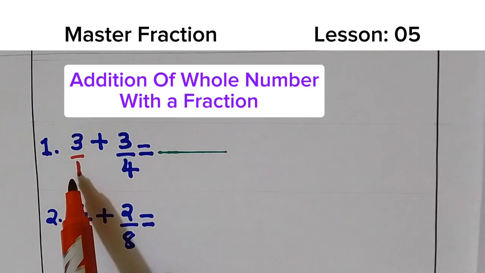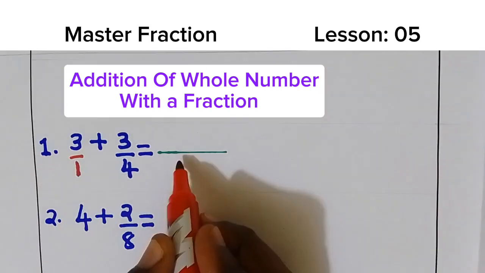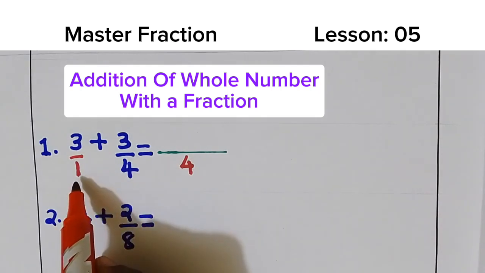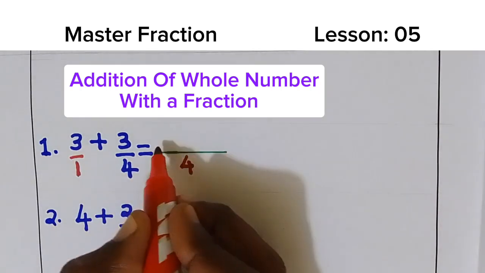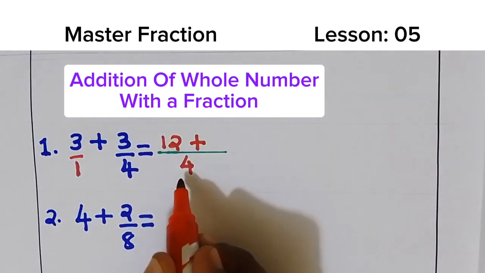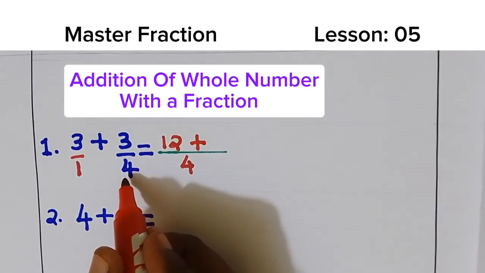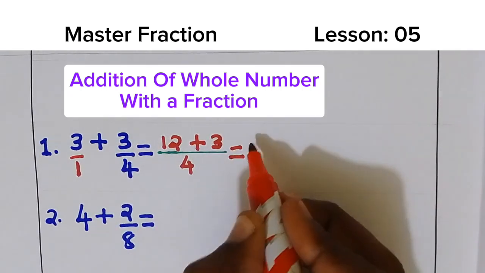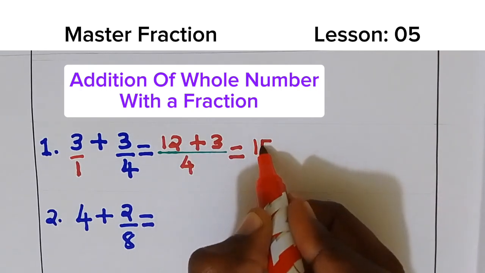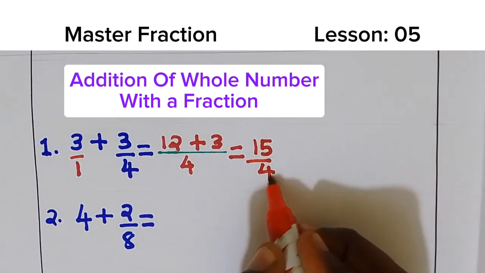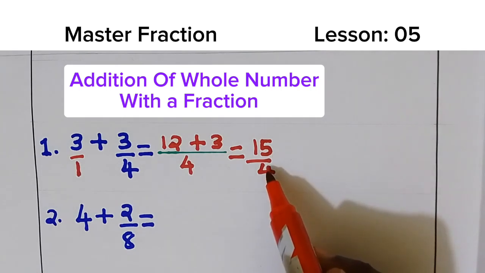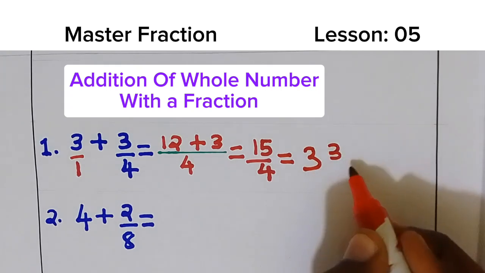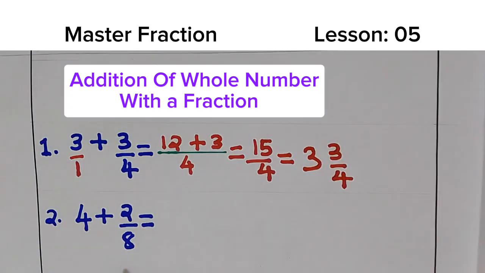Then we are going to find the LCM of 1 and 4, which is 4. We are going to take 4 divided by 1 is going to be 4. 4 multiplied by 3, we are going to get 12. So here is 12 plus 4 divided by 4, it is 1. 1 multiplied by 3, we are going to get 3. This will be equal to 12 plus 3, 15 over 4. Then we are going to change 15 over 4 into mixed number, which is going to be 3 over 4.